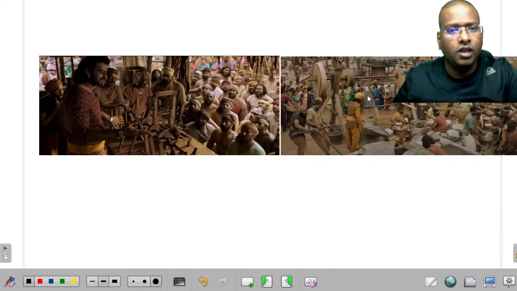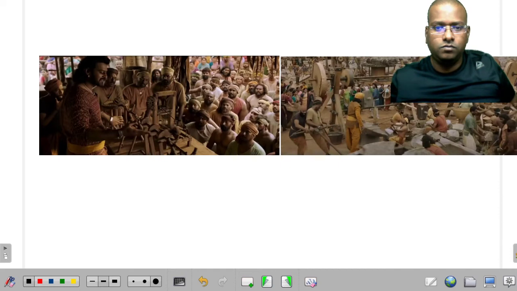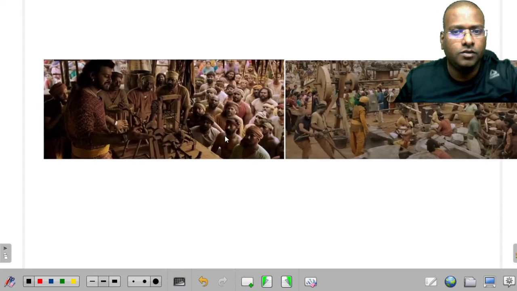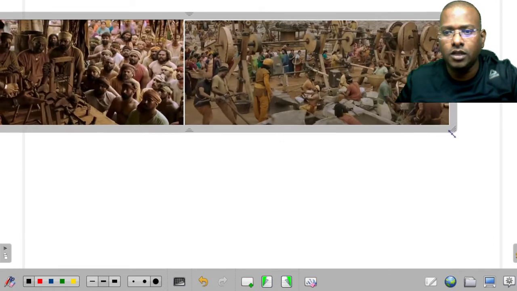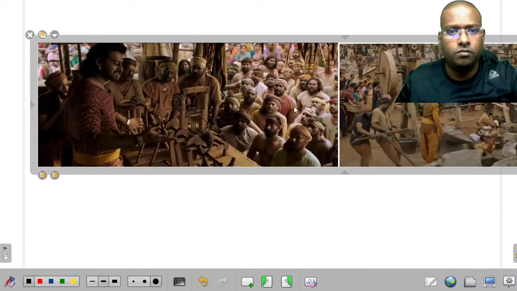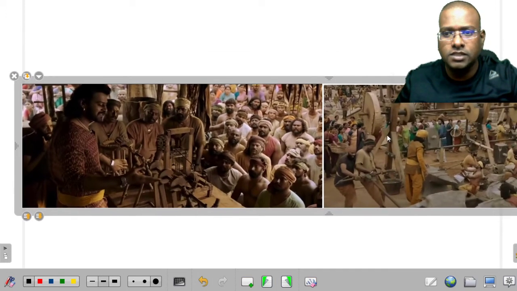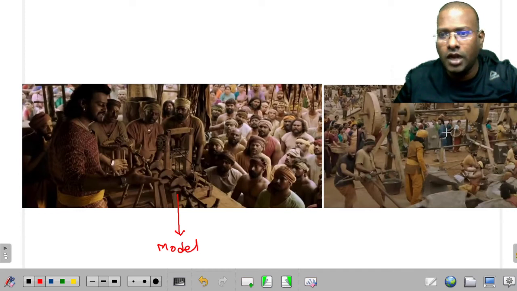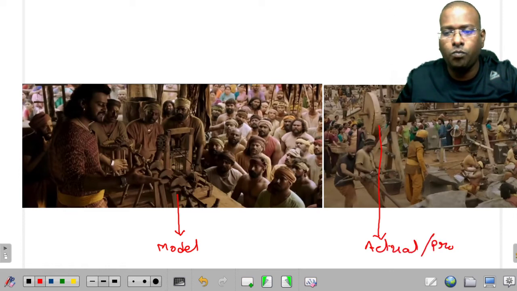So here, if you observe, this is the model they placed. Otherwise, I will zoom in to get some more clarity. So this is the model, and this is the actual object. So here it is showing this is a model, and this one is actual. The actual object is also called prototype.